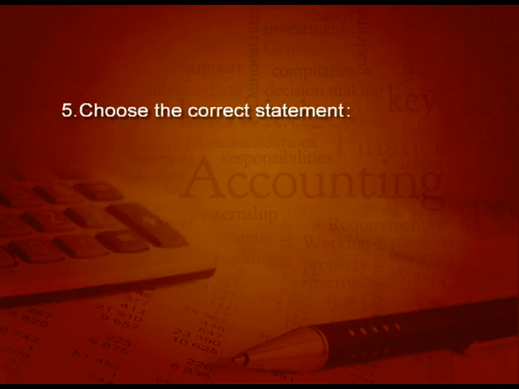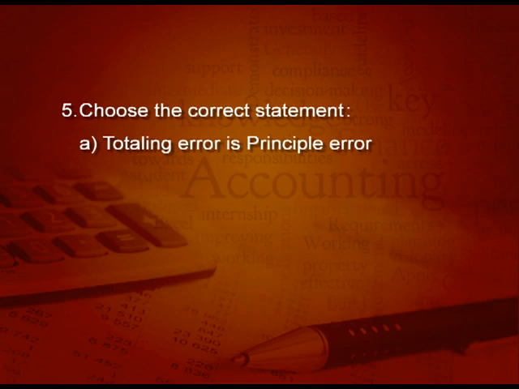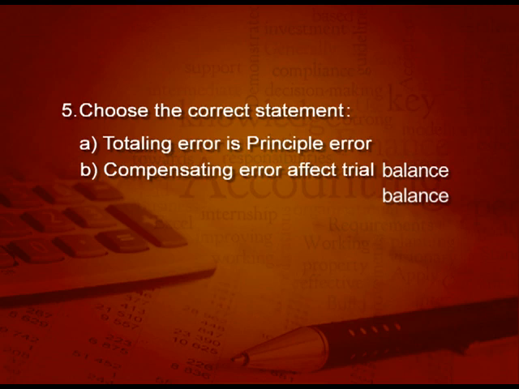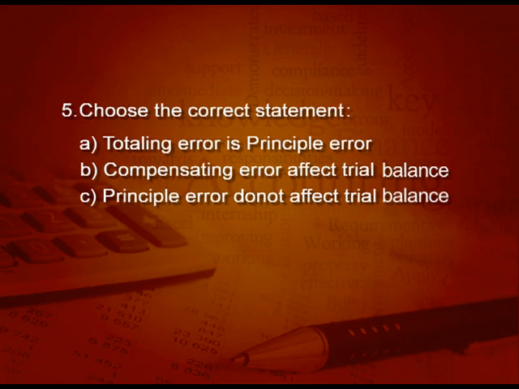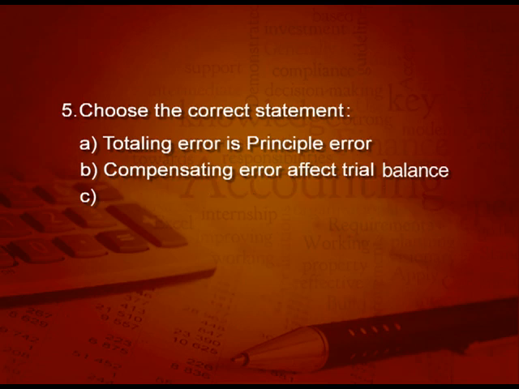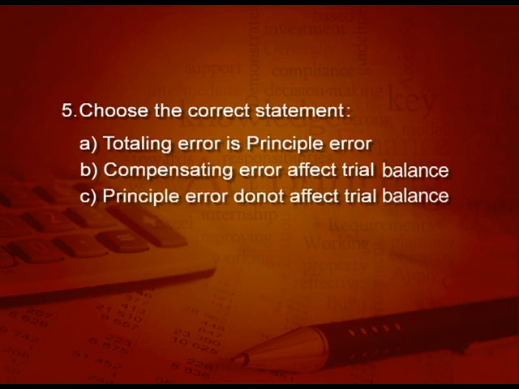Next question, choose the correct statement. I will give you 3 statements, think carefully. First, totaling error is a principal error. Next, compensating error affects the trial balance. Next, principal error does not affect the trial balance. Yes, this third one is right. So, this is the correct statement: principal error does not affect the trial balance.